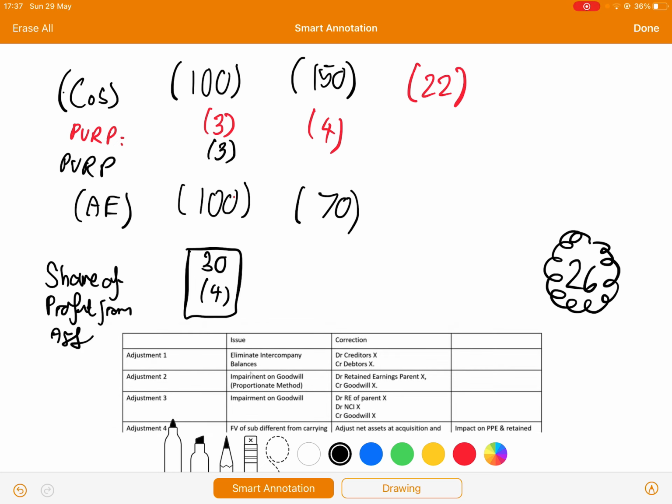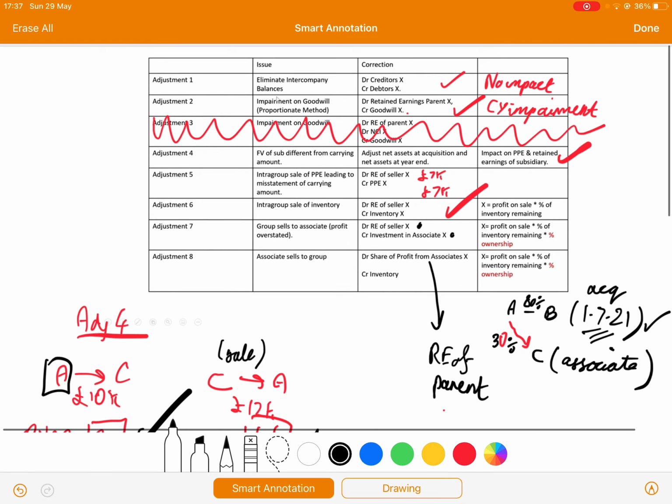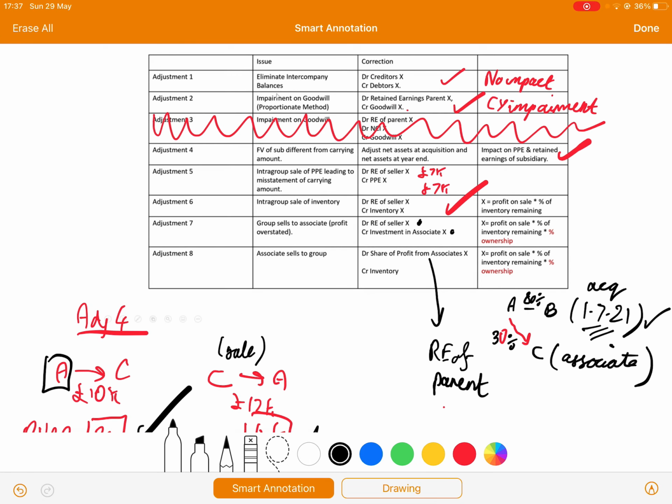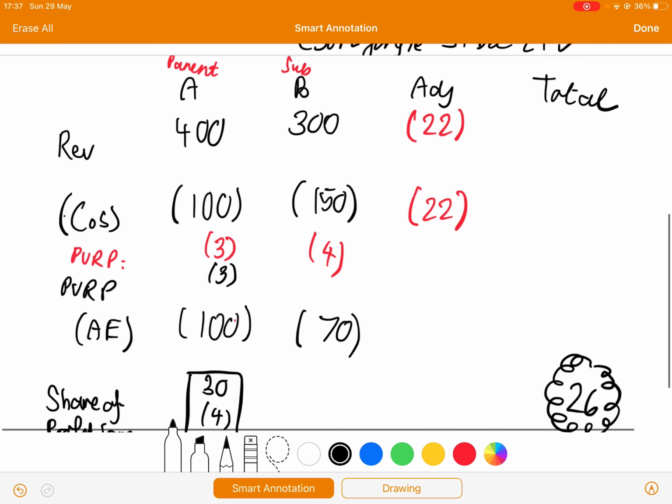Okay, so those are the main adjustments. You might come across more, but just remember who is making the sale. You adjust that column. Make sure you're allocating your adjustments to the correct column.